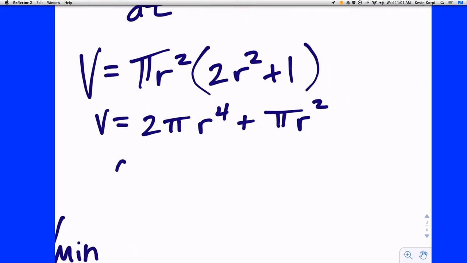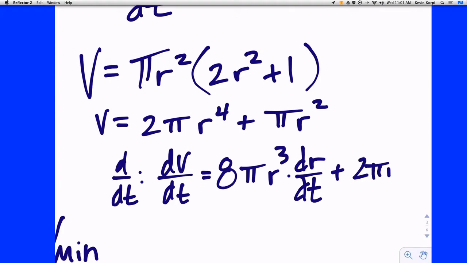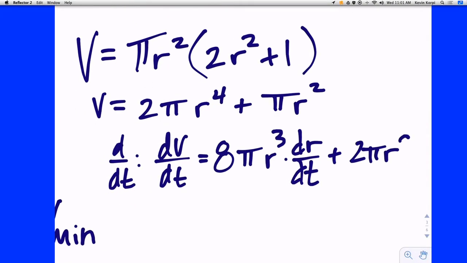Okay, so let's take the derivative with respect to time. And we get dV/dt equals, let's see, 8 pi times r cubed times what? dr/dt, don't forget that. Plus 2 pi r times dr/dt.